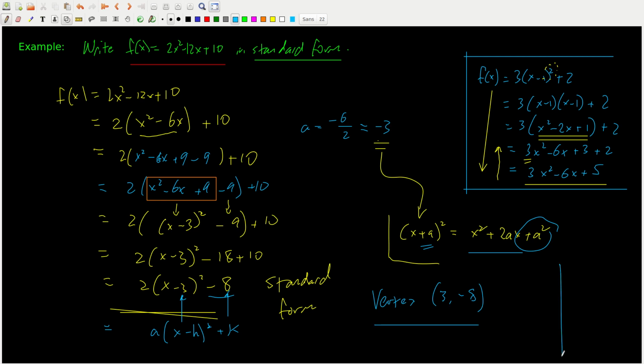If I sketch this quadratic, we're going to have a vertex at x equals 3, y equals negative 8. A is positive, and so it's going to open upwards. It hasn't been reflected around the axis. It's been stretched by a factor of 2.